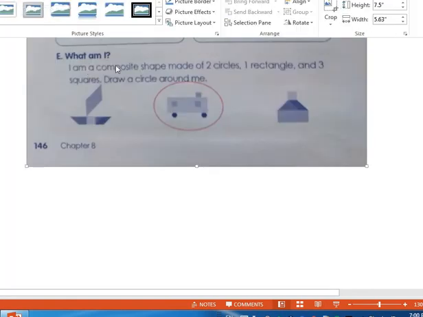What am I? This puzzle, I want you to do it with me. I'm a composite shape made of 2 circles, 1 rectangle and 3 squares. Draw a circle around me. Composite shape made of 2 circles, 1 rectangle, this one, and 3 squares, 1, 2, 3, the small squares. So this is the shape, right? This is the composite shape.